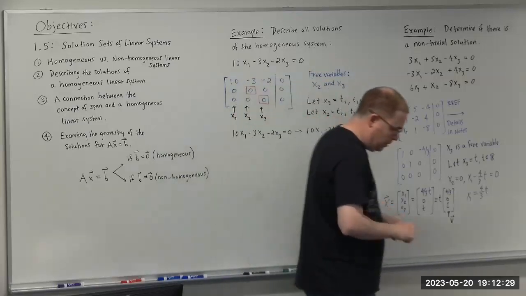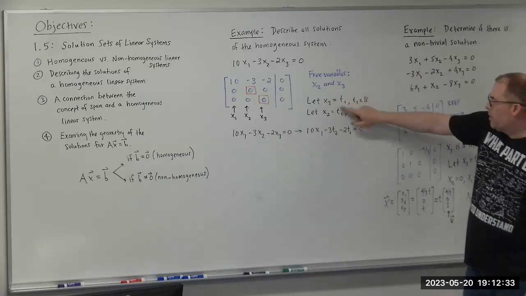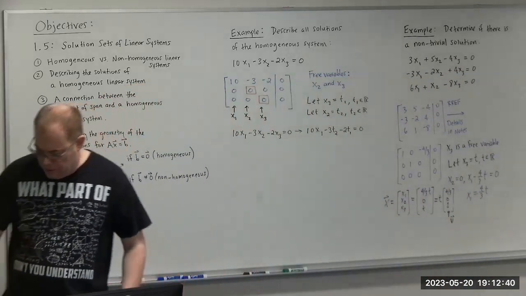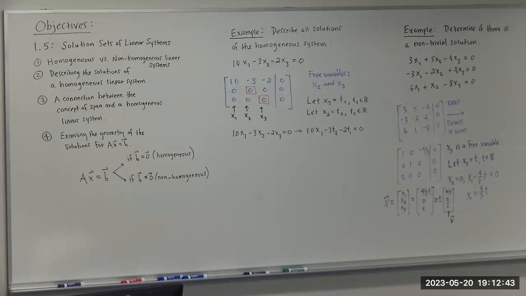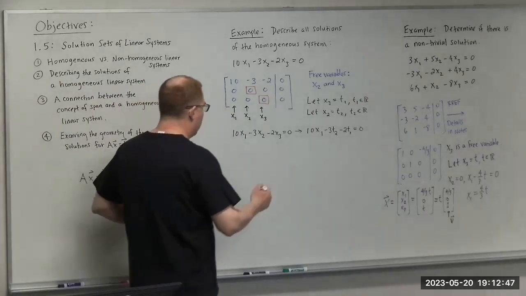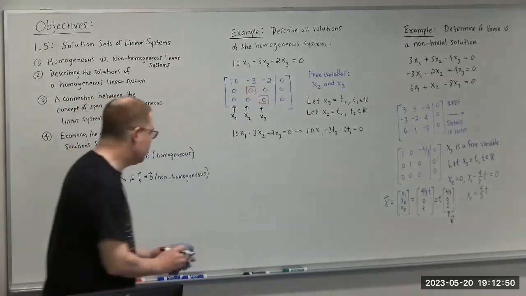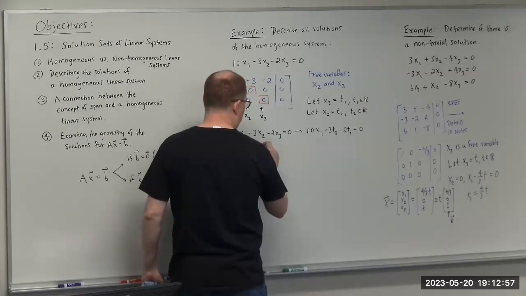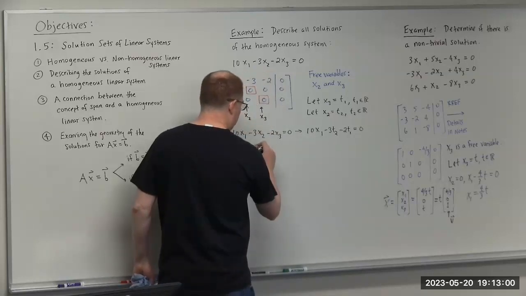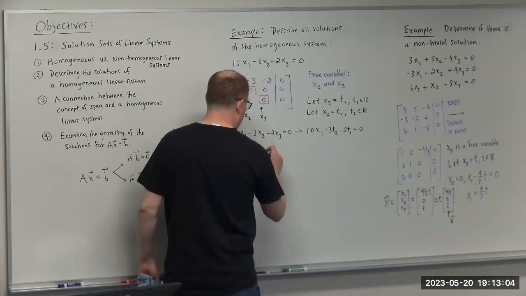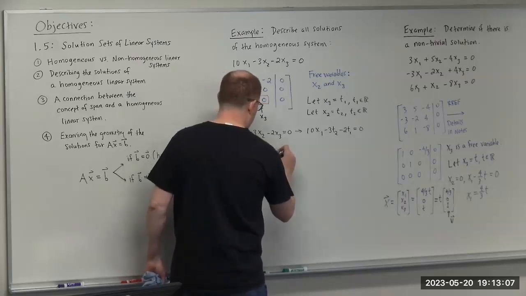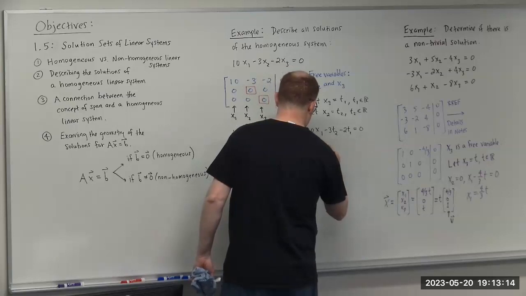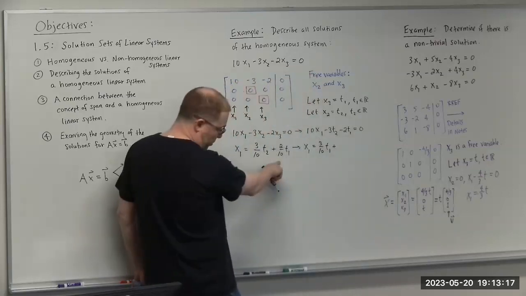When you're doing these types of problems, make sure you define these properly. Okay, so let's solve for x1. So x1 is going to be 3 over 10 t2, and then plus 2 over 10 t1. And I'm going to go ahead and reduce this. This becomes 1/5.